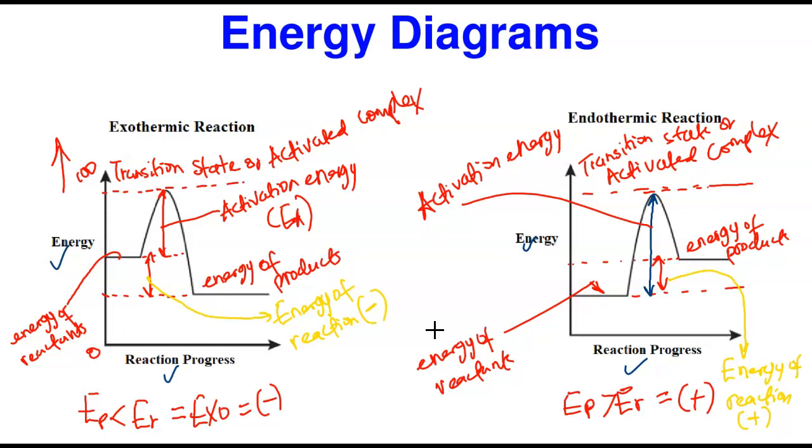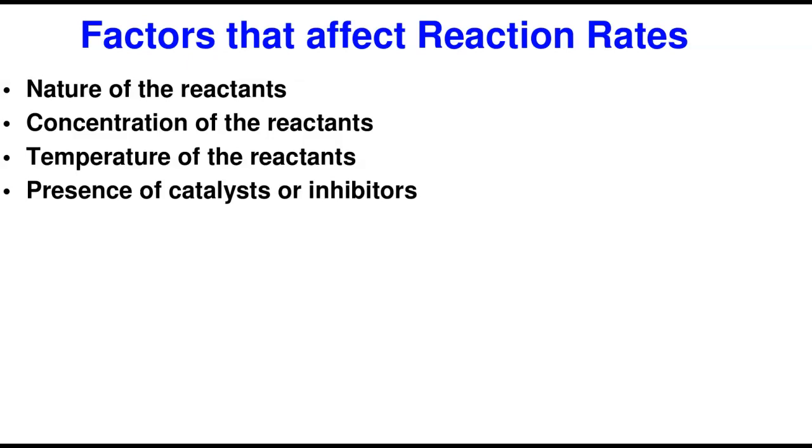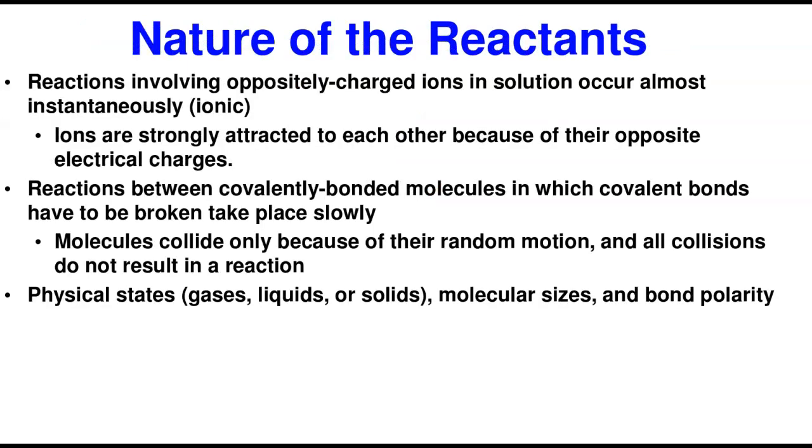So this is how we label. These are all the components of both the exothermic and the endothermic reaction and the main difference between the two. Factors affecting rate of reaction. There are 4 factors affecting rate of reaction that we're going to look at. Number 1, the nature of the reactant, concentration of the reactant, temperature of the reactant, and the presence of catalyst or inhibitors. Let's take that one by one.